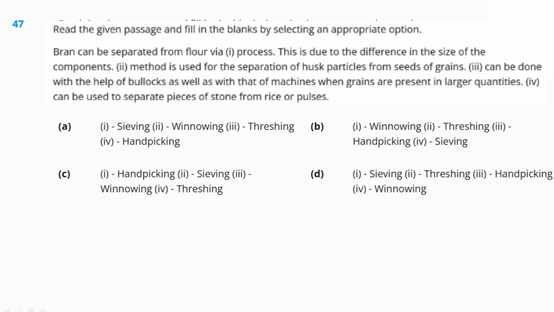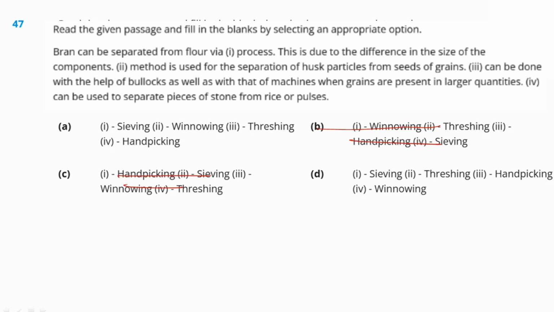Question number 47. Read the given passage and fill the blanks by selecting the appropriate option. Bran can be separated from flour via process number one. The process in which we can separate bran from flour is sieving. Where do we see sieving? In option A and D. So we will eliminate options B and C.